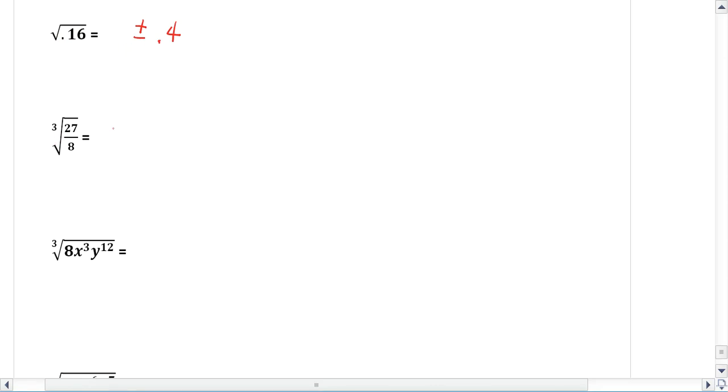Here, when you have the third root, when there's a fraction under any root, I won't always write this step out, but I want you to understand that you can split the numerator and denominator and write it this way, and sometimes that helps us, especially if we have to rationalize or something. But in this case, these are both perfect cubes. Cube root 27 is 3, cube root 8 is 2, and notice no plus minus sign.